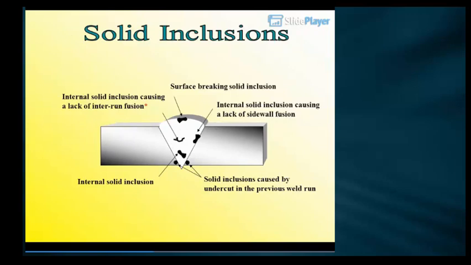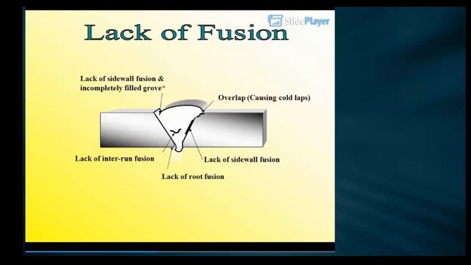Internal solid inclusion causing a lack of inter-run fusion. Internal solid inclusion causing a lack of sidewall fusion. Solid inclusions caused by undercut in the previous weld run. Internal solid inclusion. Lack of fusion, lack of sidewall fusion and incompletely filled groove. Overlap, causing cold lap. Lack of inter-run fusion. Lack of sidewall fusion. Lack of root fusion.